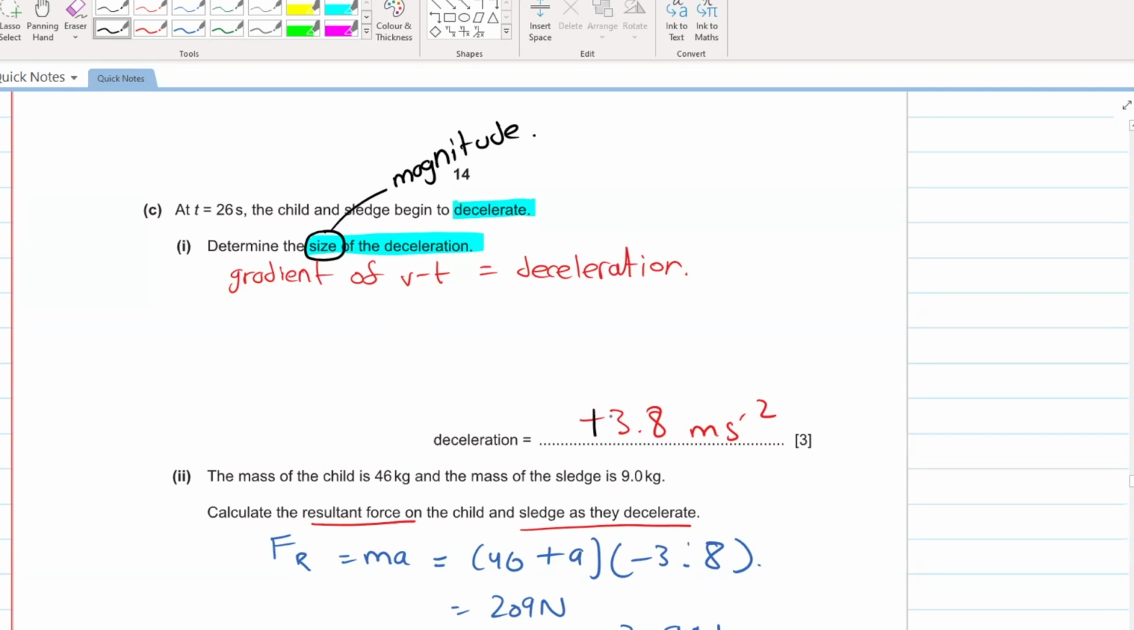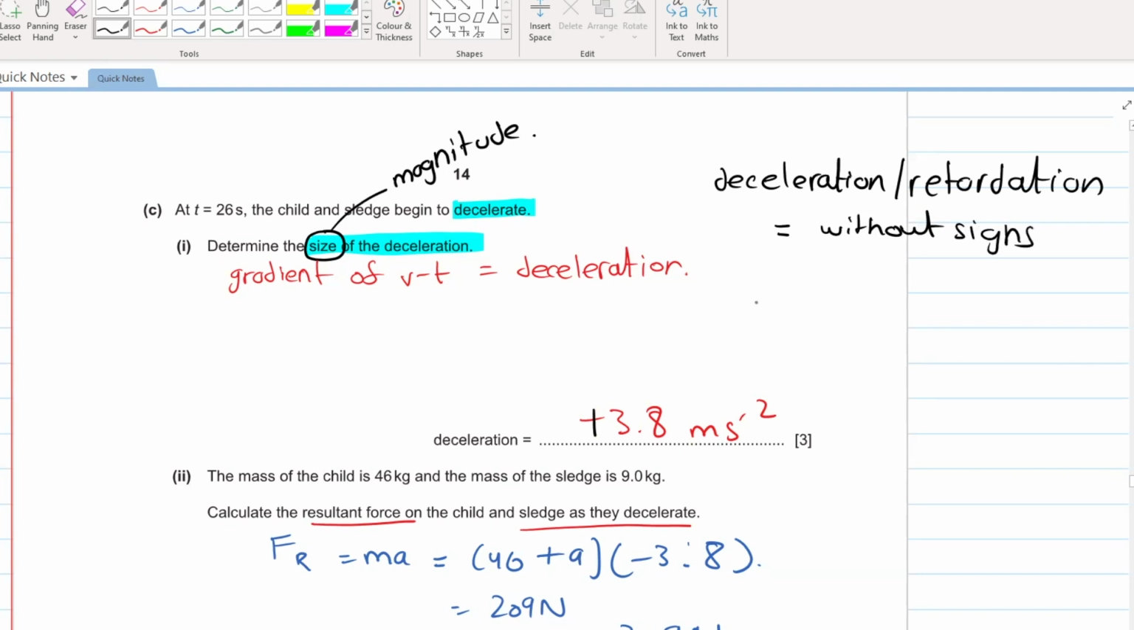And I have told you as well, beta, that whenever the word deceleration or retardation is written, you will always write the values without signs. Perfect. And whenever the word acceleration is written, you will write your answer with signs.